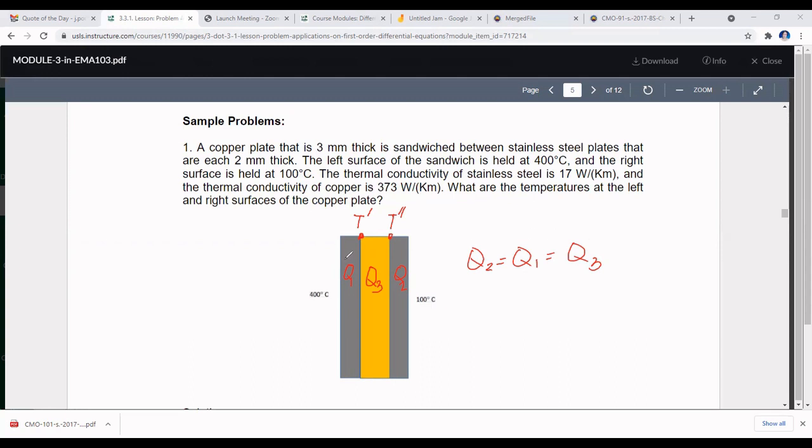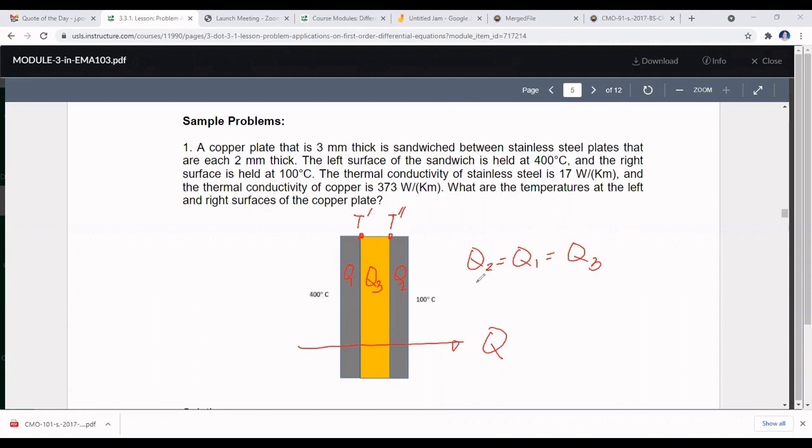Whatever amount of heat is transferred from this stainless steel is the same amount that will be passing through the copper plate, and then the same amount that will be passing through the stainless steel on the right side of the copper plate. And our direction of heat transfer will be from the left to the right. As mentioned a while ago by your classmate, it should be from a higher temperature region or phase to a lower temperature region or phase. So this is our direction of heat transfer.